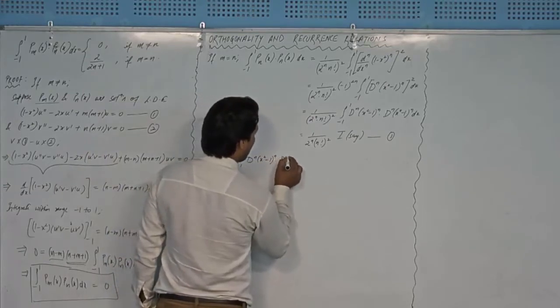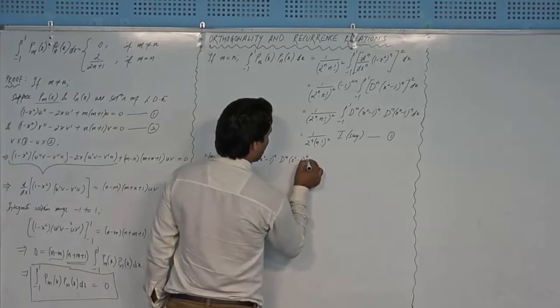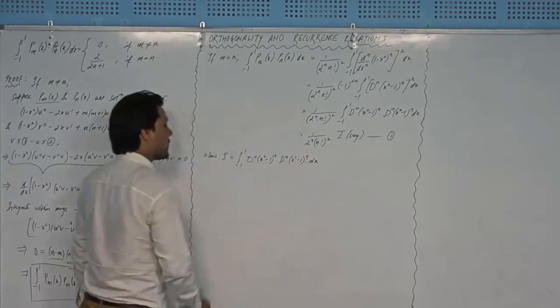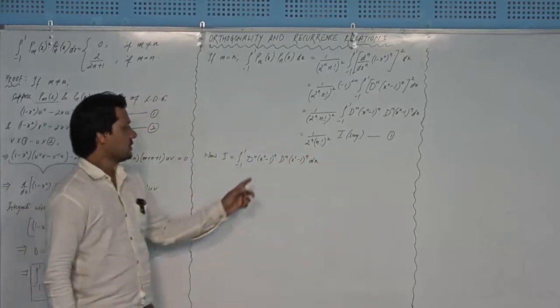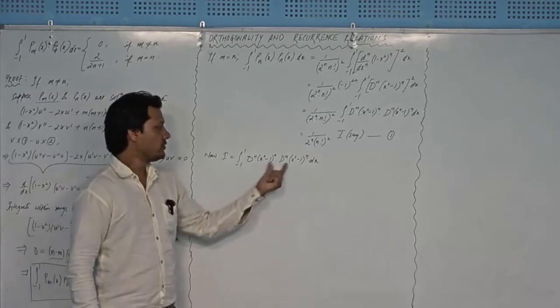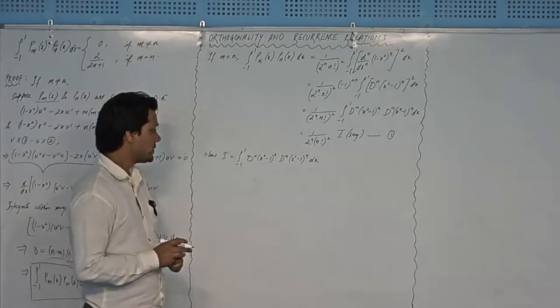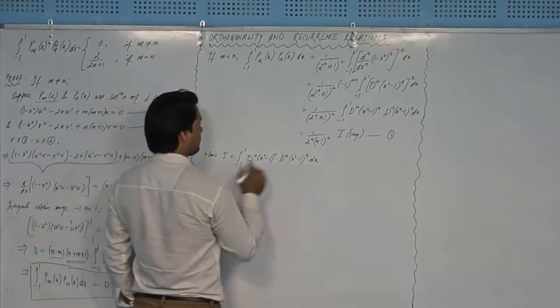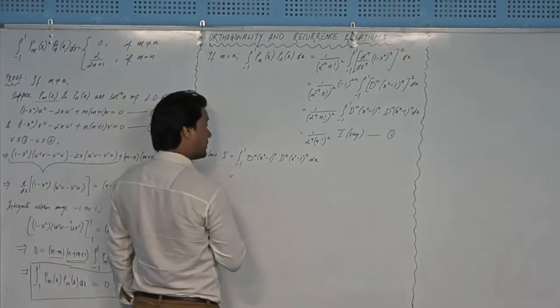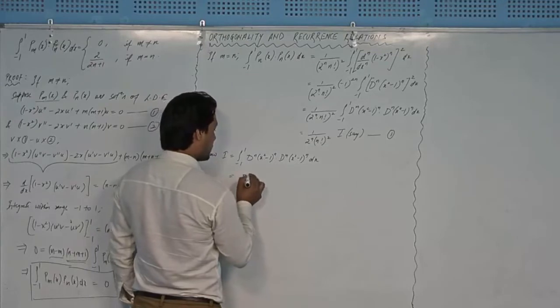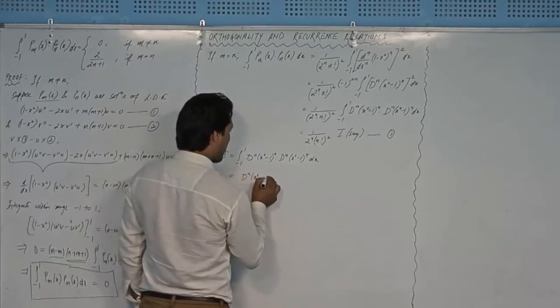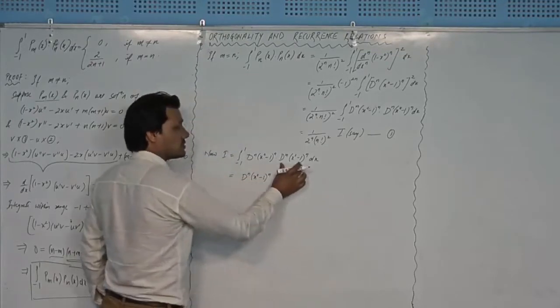times d^n (x^2 - 1)^n dx, right. You can see that here we have two functions, u and v, and I have to apply the rule of integration by parts here. This is my first function, second function, right. So integrating by parts, first function is written as it is, and integration of second function, right.